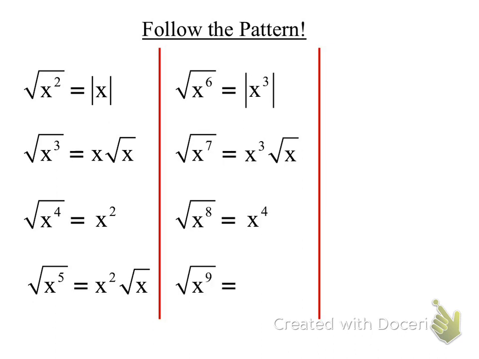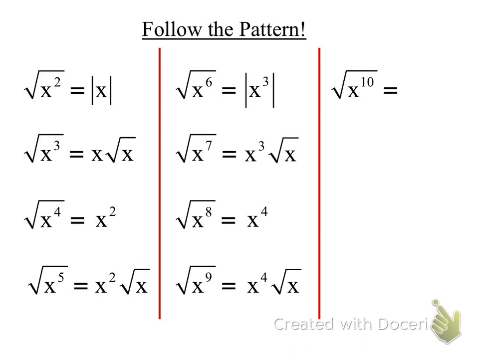Okay, next one, X to the ninth. Try another one, Nicole. Break it down first. It would be X to the eighth times the square root of X. And what's the root of X to the eighth? X to the fourth. X to the fourth times rad X. Do you understand?